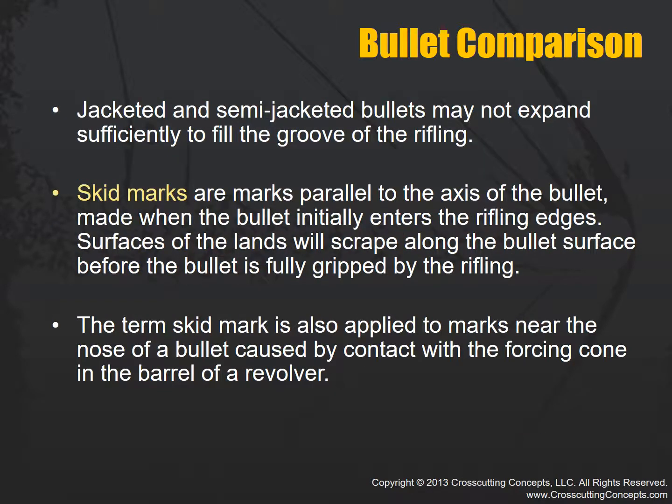Jacketed and semi-jacketed bullets may not expand sufficiently to fill the grooves of the rifling, so you might not see as many skid marks on these. Skid marks are marks parallel to the axis of the bullet. It makes them when the bullet initially enters the rifling edges. The surface of the lands will scrape along the bullet surface before it's fully gripped by the rifling. The term skid mark is also applied to marks near the nose of the bullet caused by contact with the forcing cone of the barrel of a revolver.